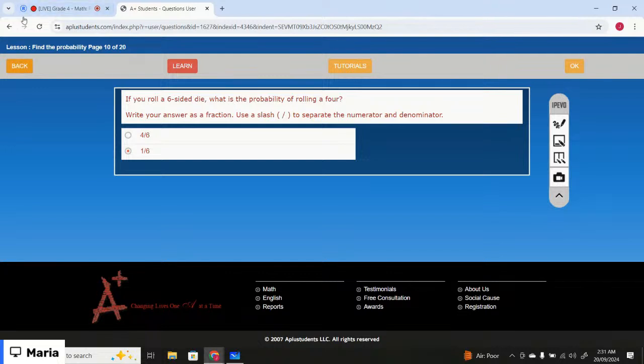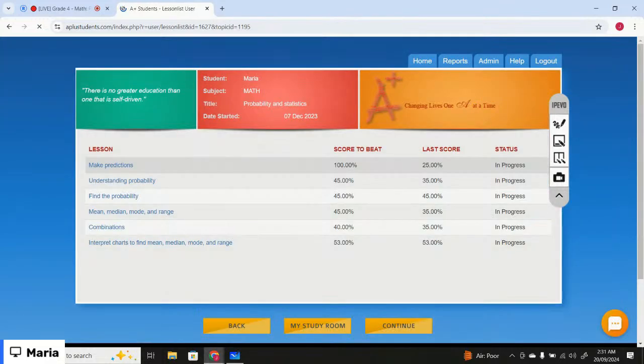Okay, you can complete the lesson by yourself later today. Let me just move on to the next lesson, and the next lesson is mean, median, mode, and range. Let's just start with the lesson.